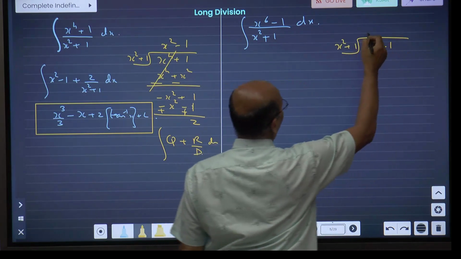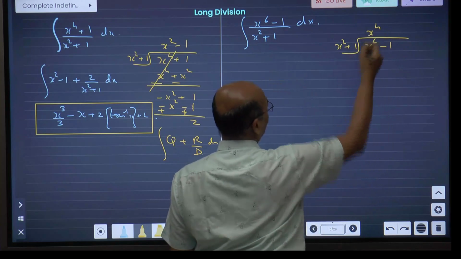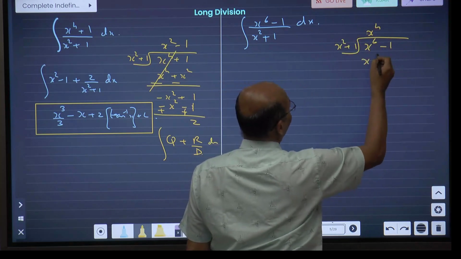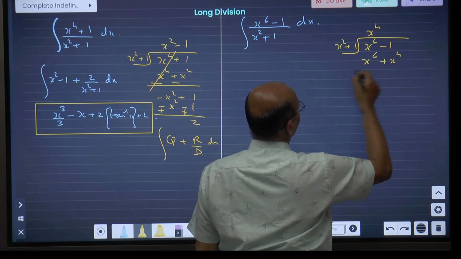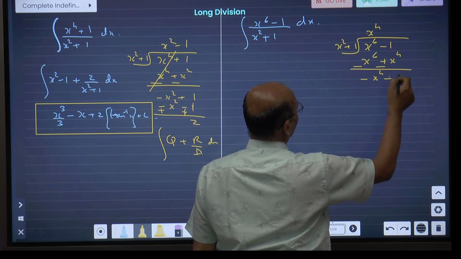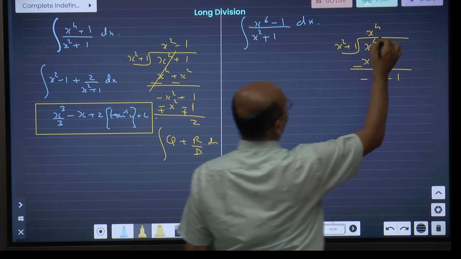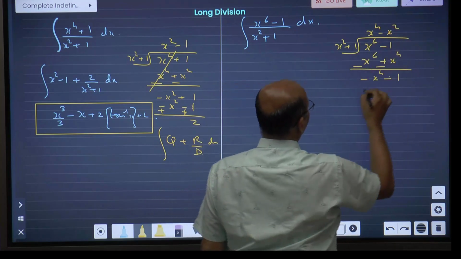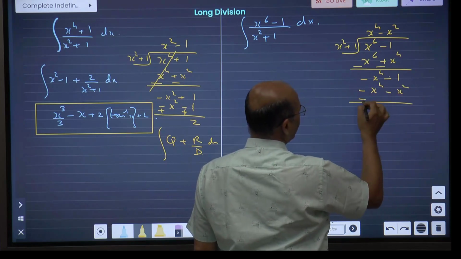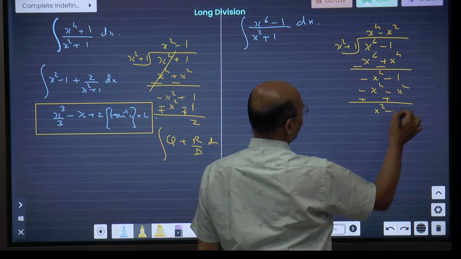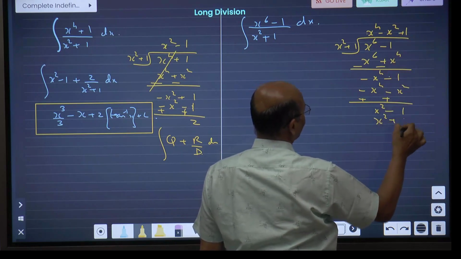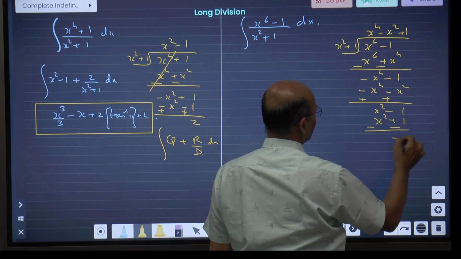So I believe everybody knows the x raised to 4 into x square. Multiply the quotient with the complete divisor. So this becomes x raised to 6 plus x raised to 4. This is minus, this is minus. So minus x raised to 4 minus 1. Let us do the further x square here. So minus x raised to 4 minus x square. So quickly here plus plus. So this is x square minus 1. Still I can divide further. This is x square plus 1. So this is minus minus minus 2.